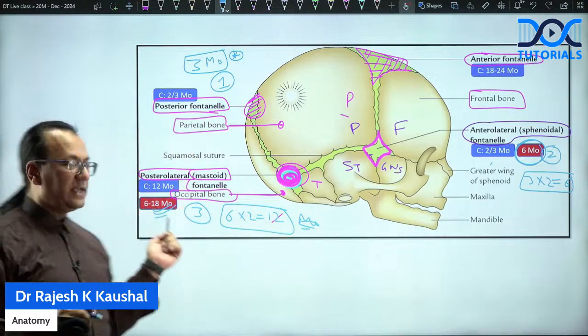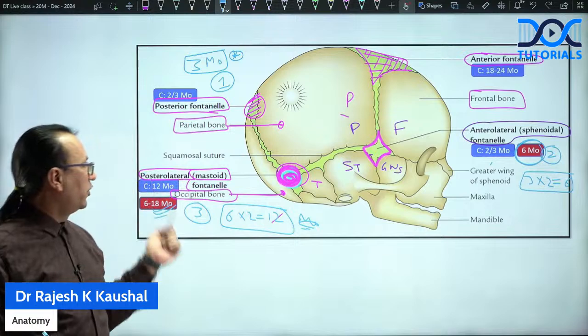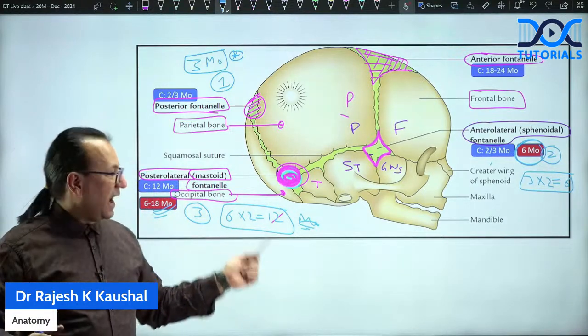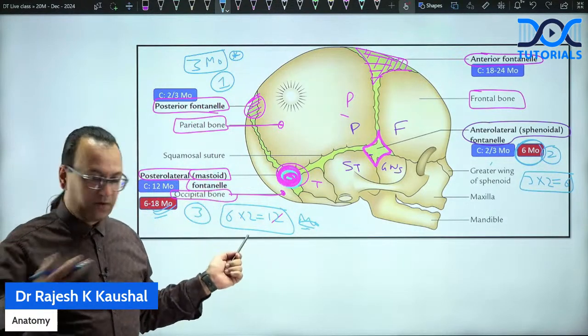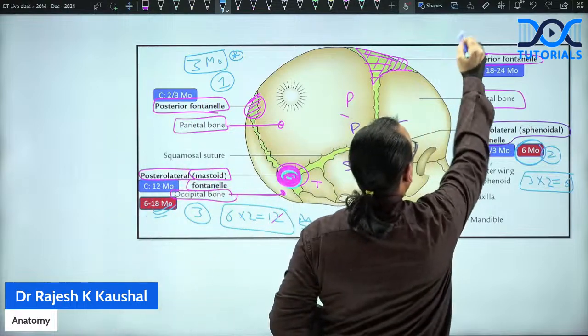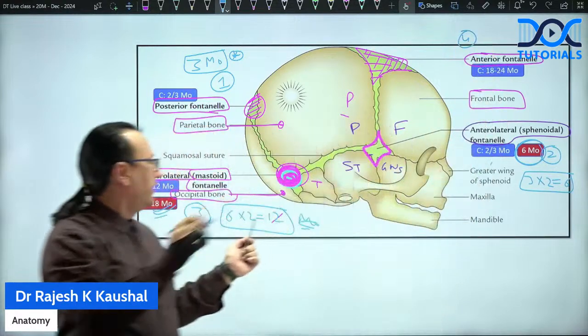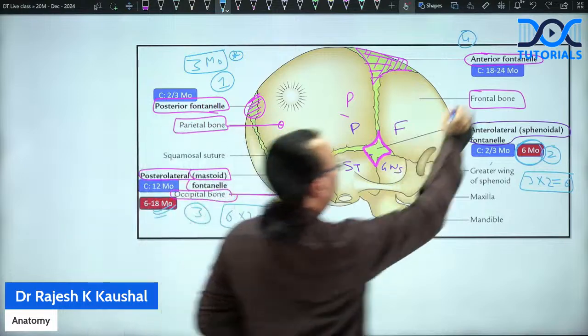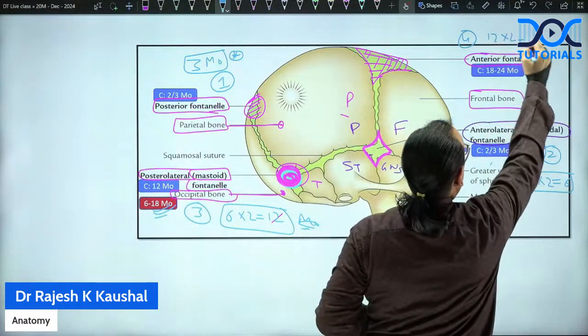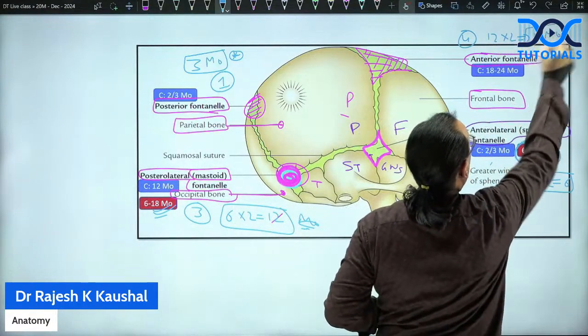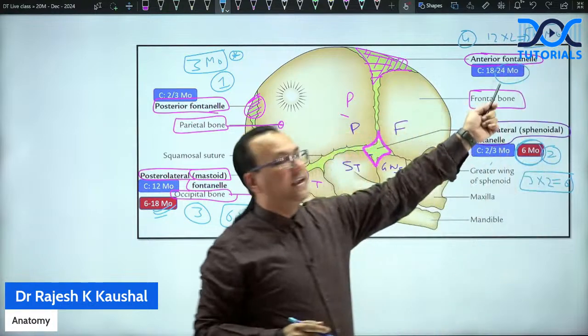So 12 to 18 is the range which you will get in different books, but you can take it as 12. And the third one is to close. Last one, the fourth one, is the anterior fontanelle, and it is whatever you got here, 12 months into 2. So 12 into 2, that is 24 months. So it will be closing by 24 months, but then it is a range, 18 to 24.